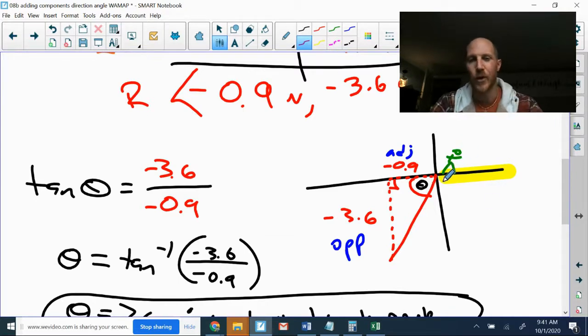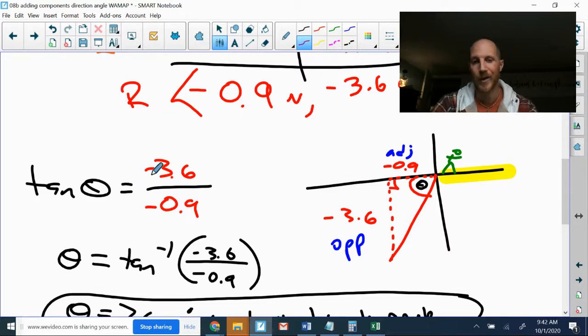Use my little graph walker, keeping track of things. Graph walkers always start at the origin in these vector triangles. So the 0.9 is the adjacent. That's always going to be the case. And not that number, but the x component always is adjacent. Y component is always the opposite. So I set up my tangent ratio.